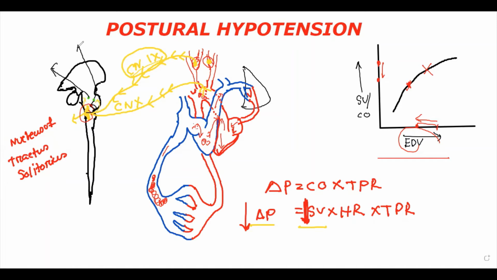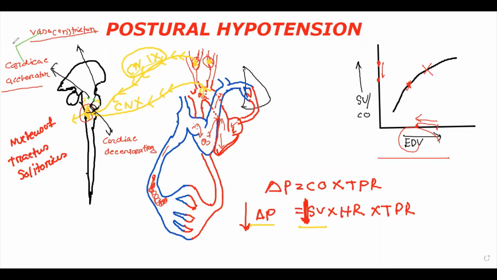This other green center is called the vasoconstrictor center, and this red center, which is going to be suppressed by our nucleus tractus solitarius, is called the cardiac decelerating center. This is our vasoconstrictor center, and this is our cardiac accelerator center, and these two centers are activated by our nucleus tractus solitarius.